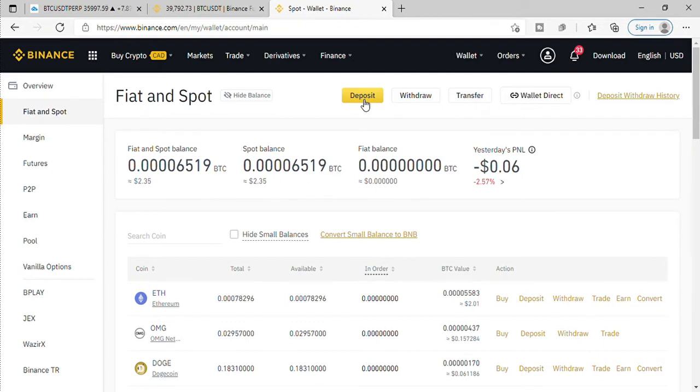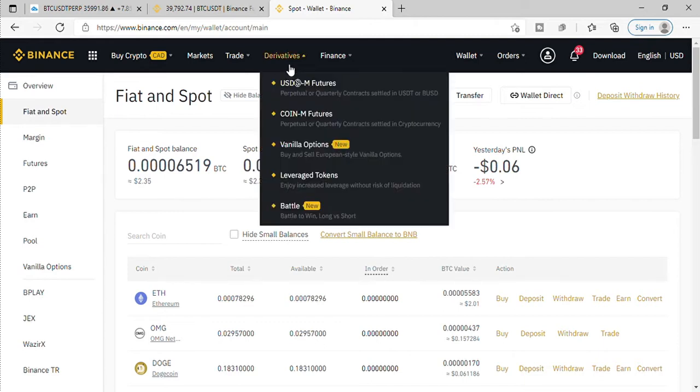So let's just get right into that. I'll make another video on how to deposit money into your Binance account, but for today I just want to focus on how you can trade on Binance futures. Okay, so now you want to go over here on the top where it says derivatives. On the drop down menu, select USDT futures.